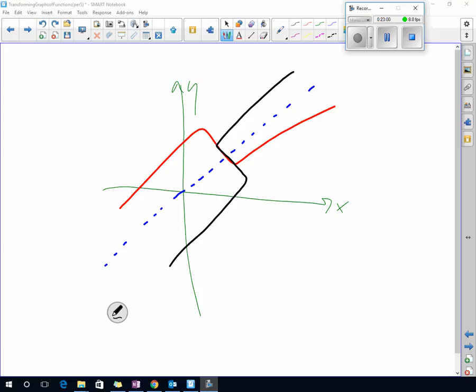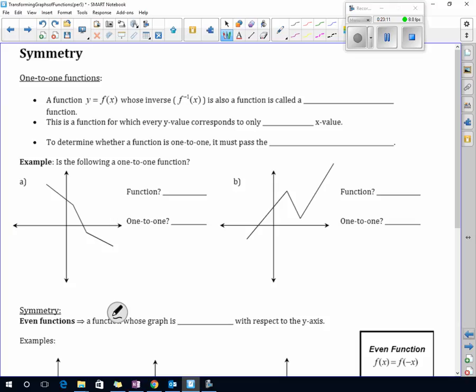Okay, so let's go back here. So a one-to-one function is a function whose inverse is also a function. Let me read that again. A function y equals f of x whose inverse, f to the minus 1 of x, is also a function, is called a one-to-one function. So that means that the function and its inverse are both functions. That makes it a one-to-one function.